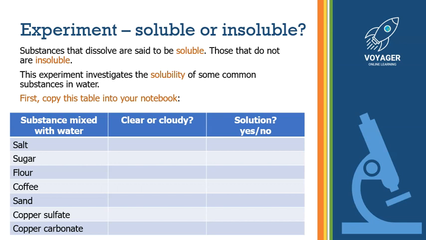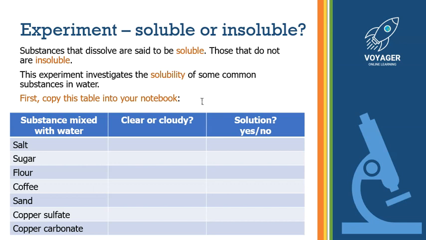Okay, so we're going to have a look at an experiment now, which will help you determine the solubility or insolubility of some common substances. So substances that dissolve are said to be soluble, and those that do not are insoluble. So this experiment investigates the solubility of some common substances in water.